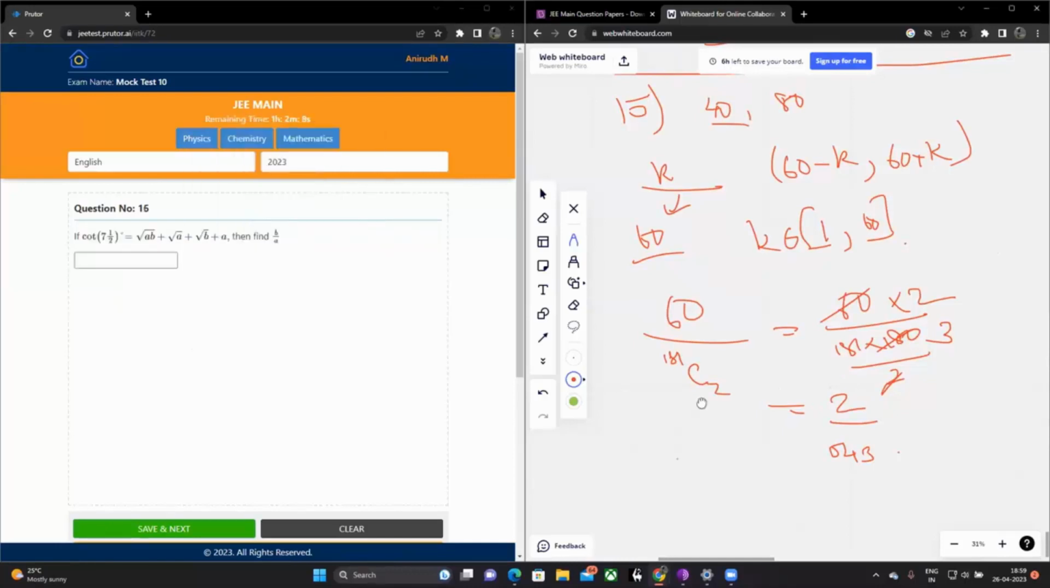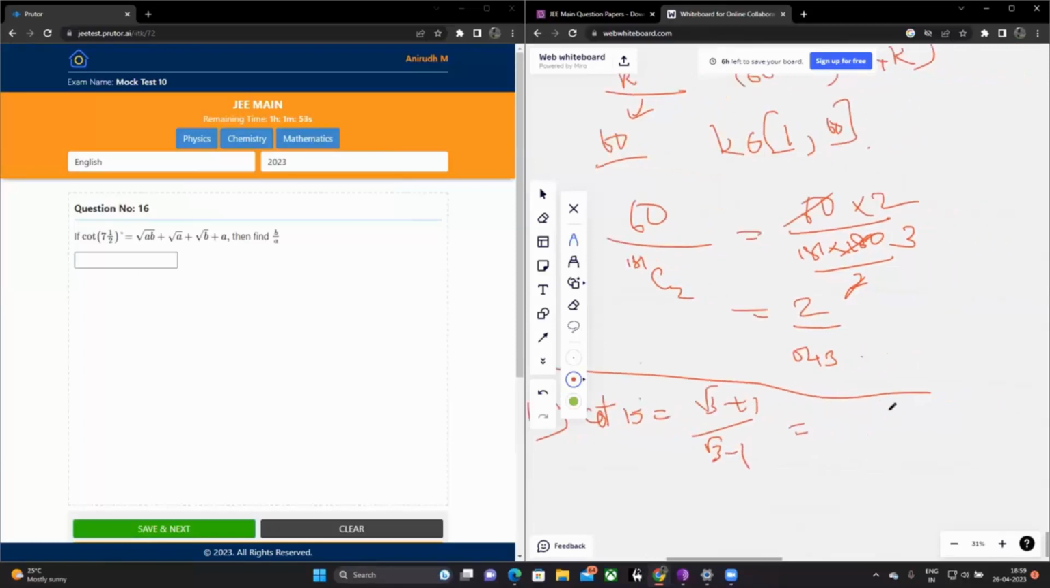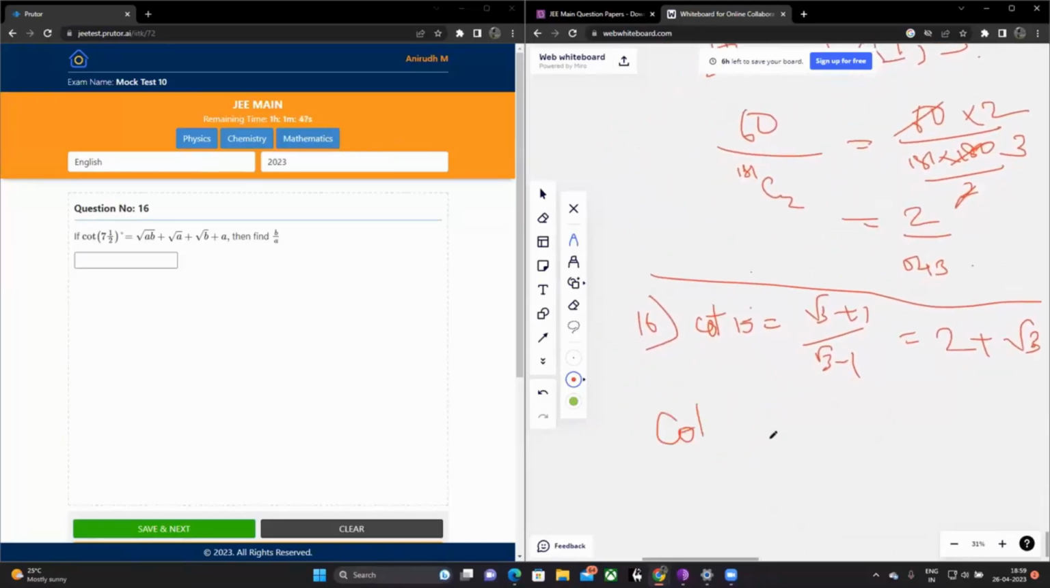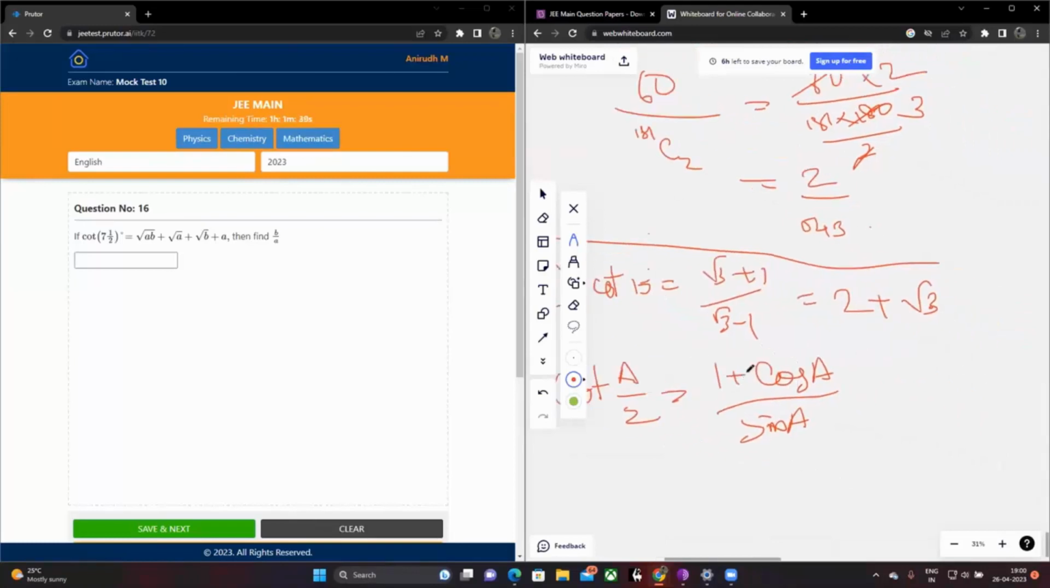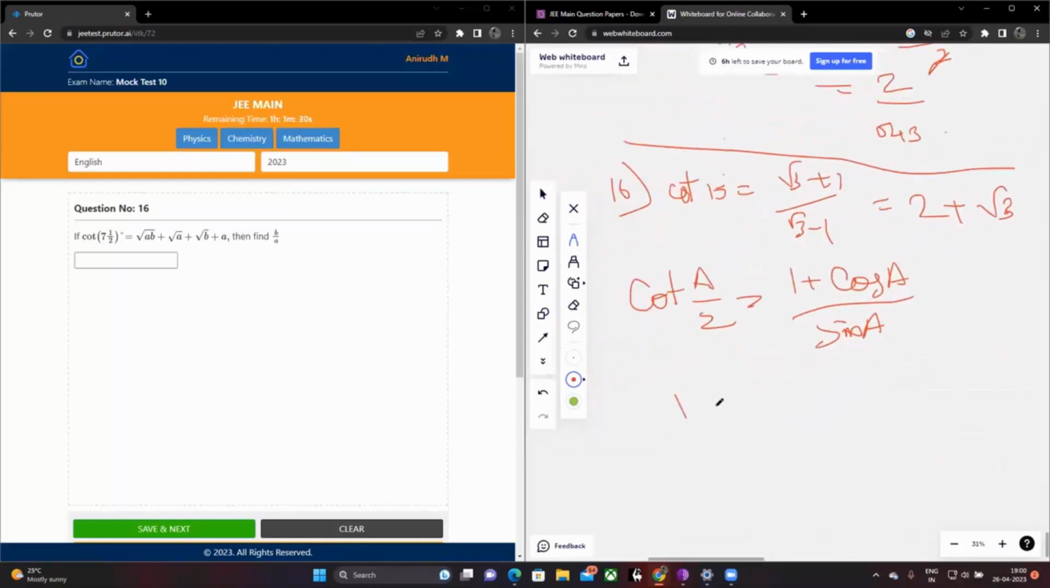That is question number 16, where you have cot 7.5, right? This, you need to know the half angle formula. Cot 15 degrees is root 3 plus 1 divided by root 3 minus 1. Or if you're fond of the other form, this is 2 plus root 3, right? So, and cot A by 2 is equal to (1 plus cos A) divided by sine A. So you have the fact that cot 7.5 is basically 15 by 2. It is 1 plus this root 3 plus 1 by root 3 minus 1.